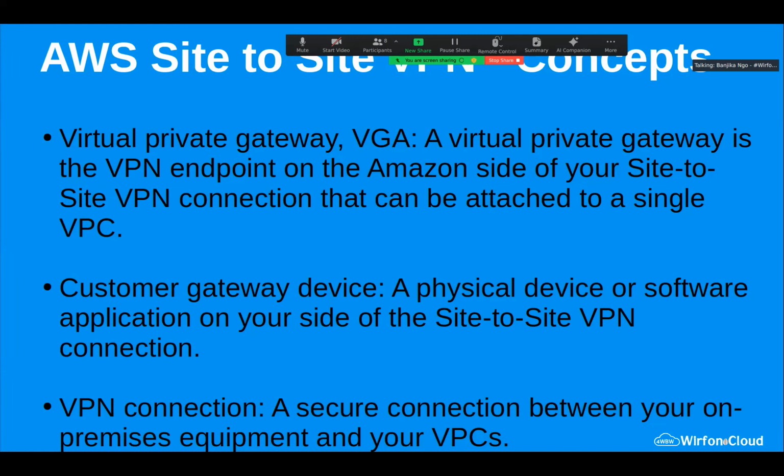You have a customer gateway device. This can be, for example, a router, a physical router that you can be familiar with. In traditional data centers, you always have a customer gateway, right? This sits on the remote location. And when you have these two, you can then create a VPN connection, which will always be between your on-premises equipment and your VPCs.